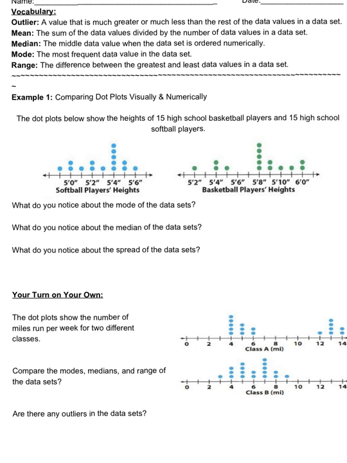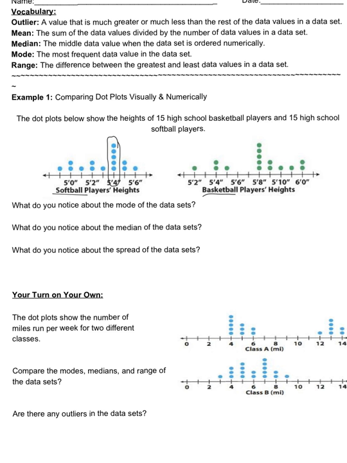Okay, so we've got this dot plot here of softball players, and then we've got this one of basketball players. So the first thing that we need to look at is the question of what do we notice about the mode of the data set. So again, mode is the most frequent value that we see. So when I look here at this dot plot, it's literally just whichever value has the most dots. That's how many people, in this case, how many softball players are this height. And we can see here that 5'4" is the mode of the softball players.